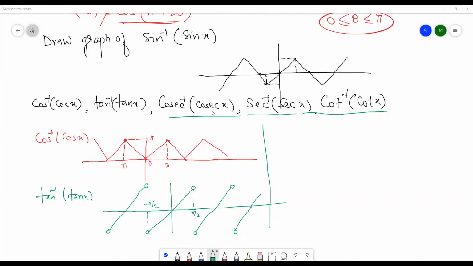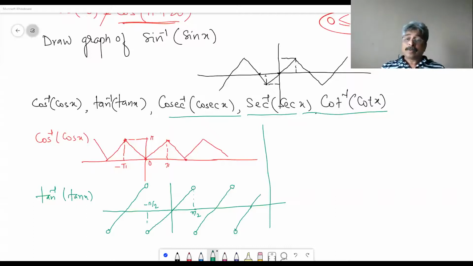Think about cosec inverse. Sir, how should we draw cos inverse of cos x? You should keep taking different values, evaluate them, and then you will realize.